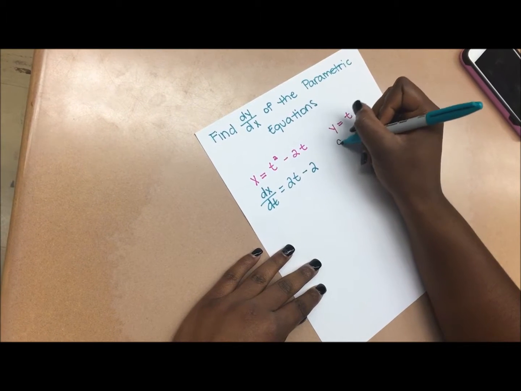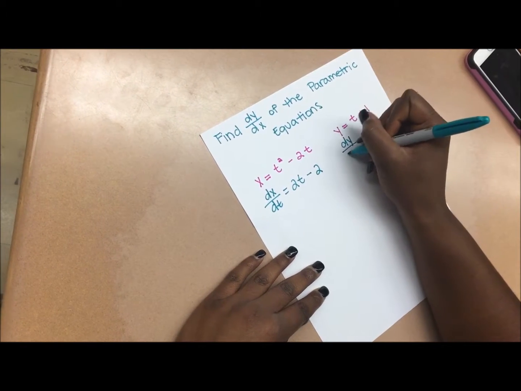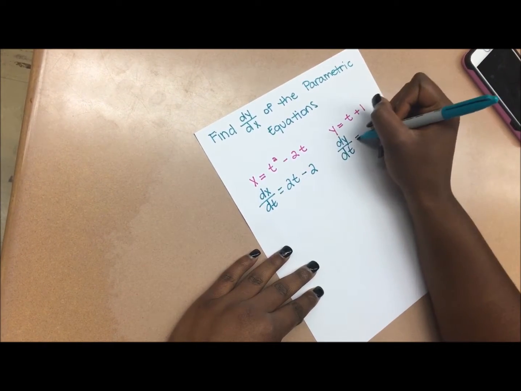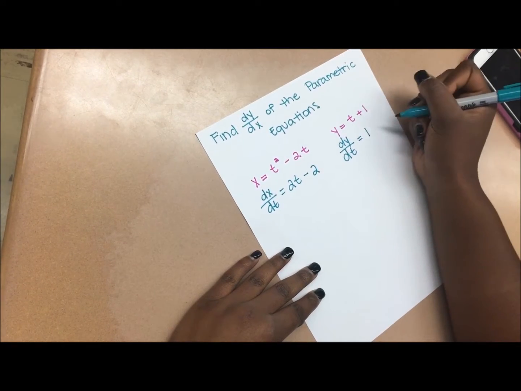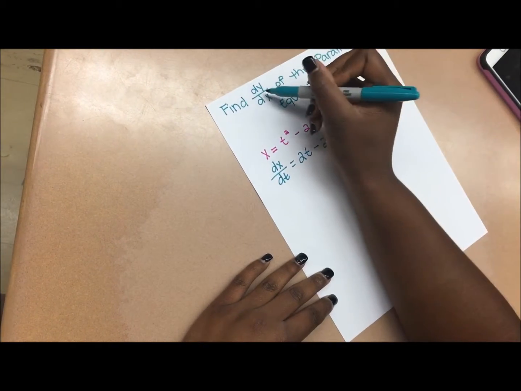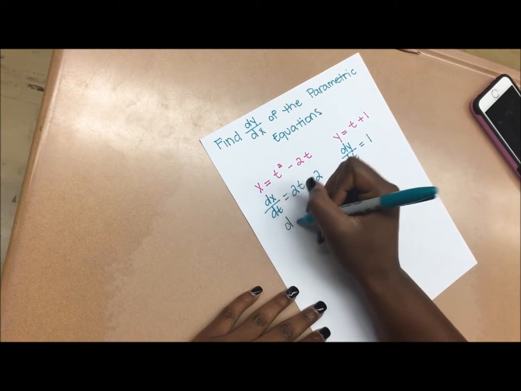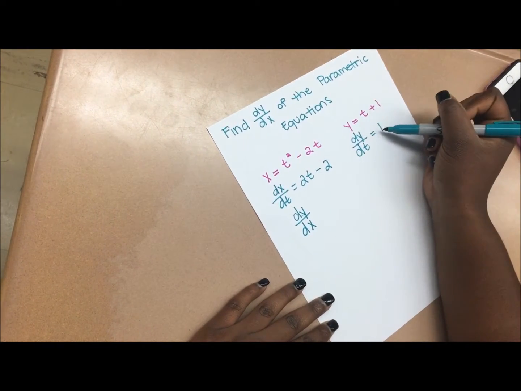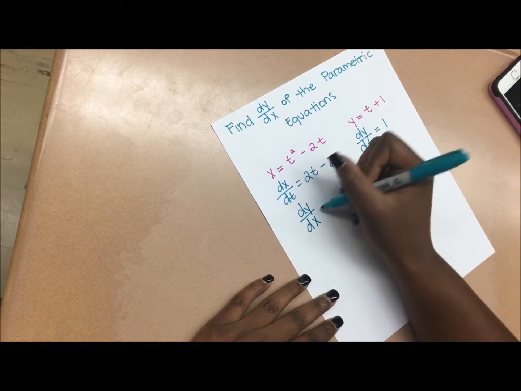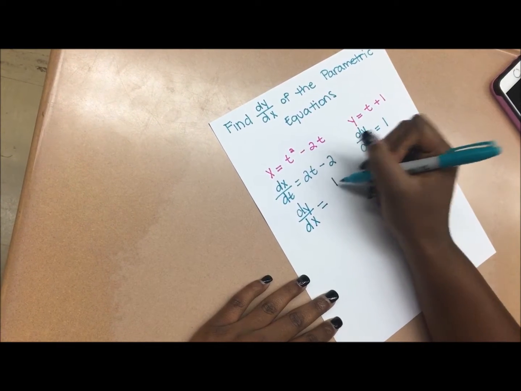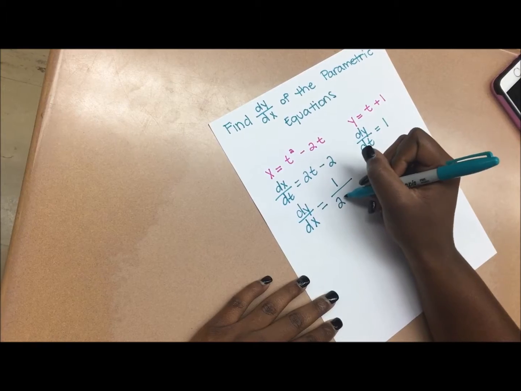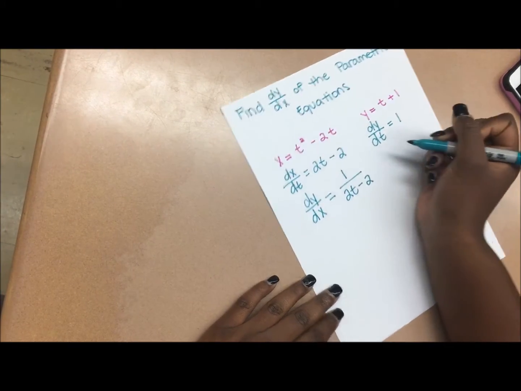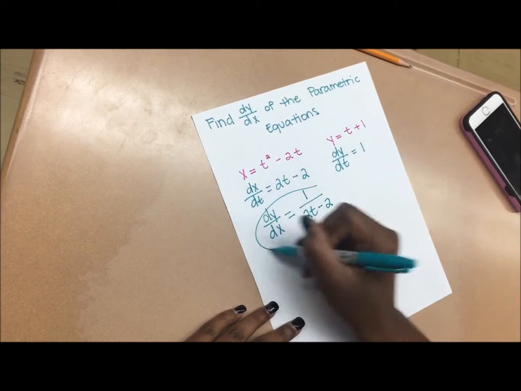For y, we're going to do the same thing. Take the derivative, which is dy over dt, equals 1. So in order to find dy over dx, we would have to put this over this. And there we have it.